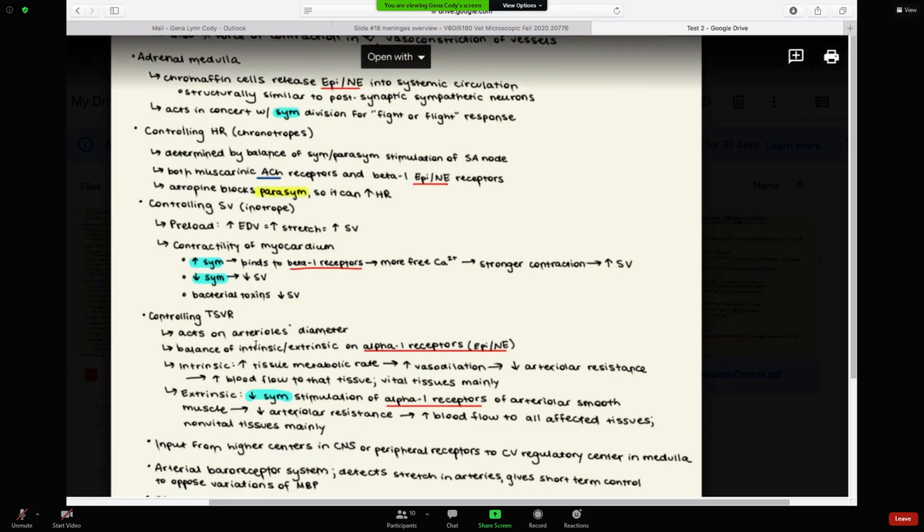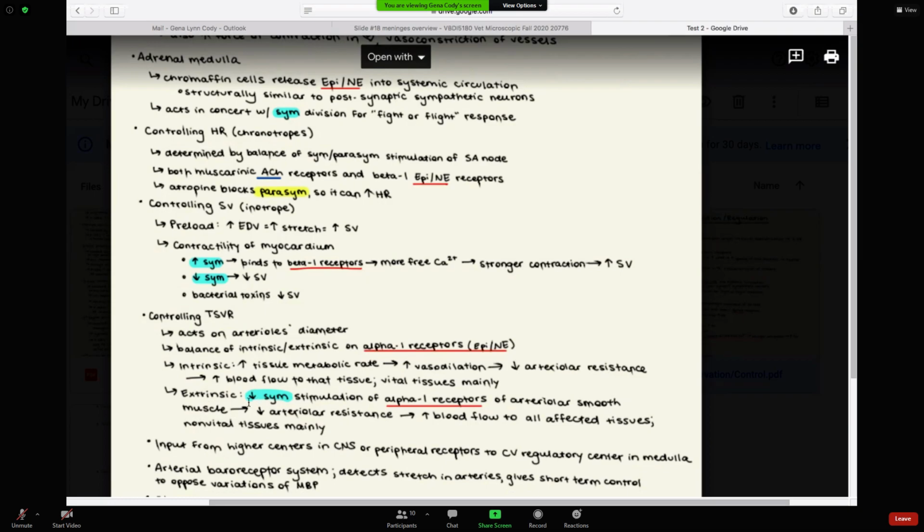So intrinsic just means that, say I am doing curls. He always talked about his great big biceps, right? I'm doing curls. So now my bicep muscles have a greater metabolic rate, right? So that's intrinsic. My arterioles in my bicep are going to vasodilate, which is going to decrease resistance, right? If I have a bigger area to pass through, it's not as hard to pass through it. And that's going to give me increased blood flow specifically to that tissue, right?